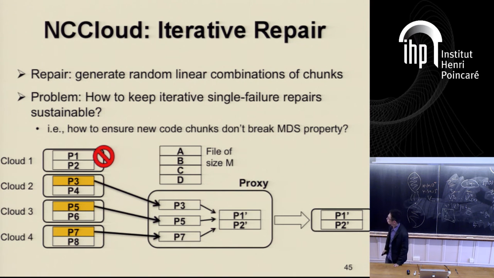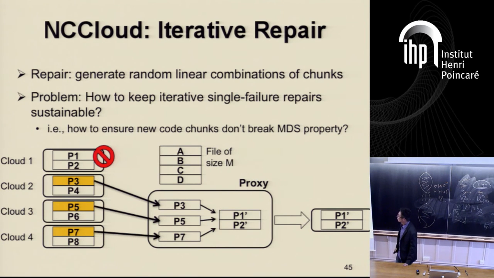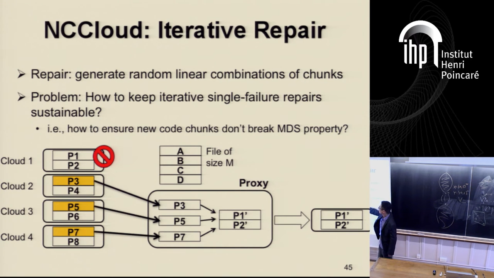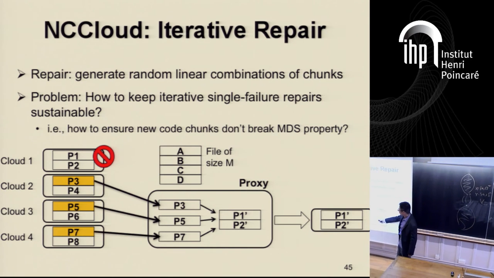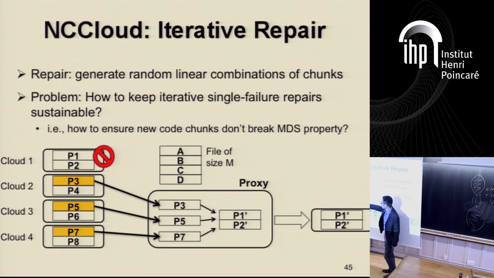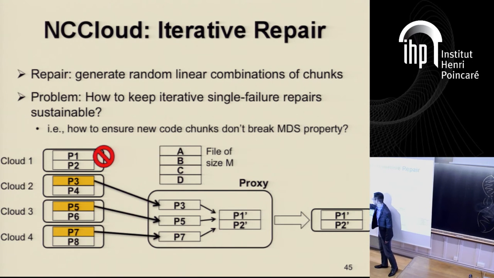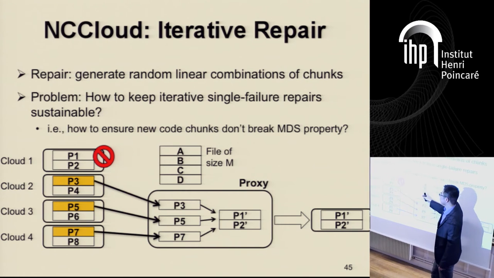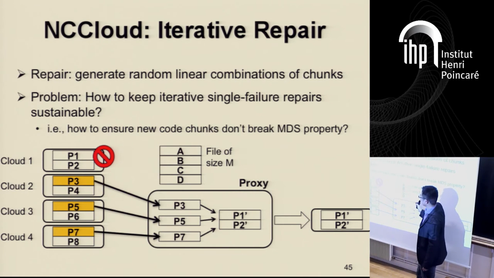So here's the problem. How to keep the iterative single-failure repairs sustainable? What does iterative mean here? In this scenario, it's just cloud one that fails. But in the second recovery, we can say cloud two fails. So there will be endless repairs in this scenario. So that is what iterative means.